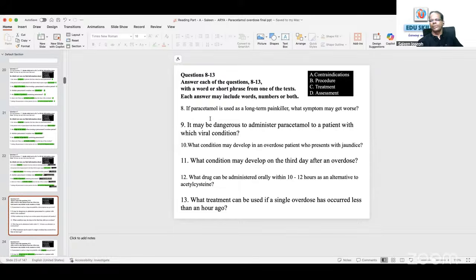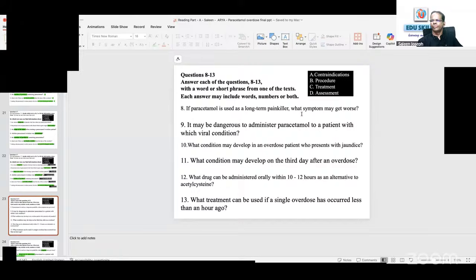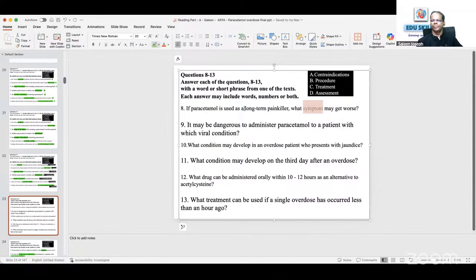8. If paracetamol is used as a long-term painkiller, what symptom may get worse? Hedging word: what symptom, long-term painkiller. So where could it be? It is Assess, A, XTA. Control. Is it XTA? Yes, Father. We'll check it out as we go on.